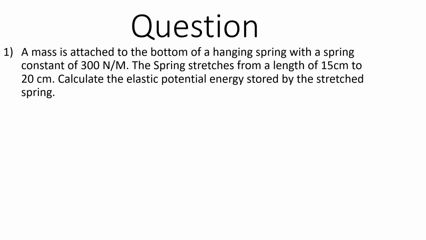So here's a practice question. It says, a mass is attached to the bottom of a hanging spring with a spring constant of 300 newtons per meter. The spring stretches from a length of 15 centimeters to 20 centimeters. Calculate the elastic potential energy stored by the stretched spring. So using the formula from the previous slides, pause the video and have a go.